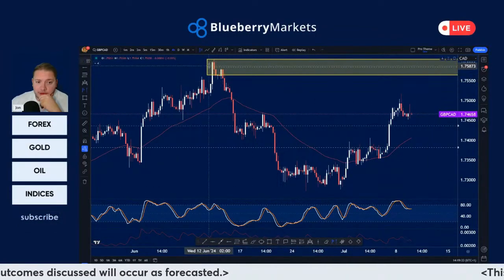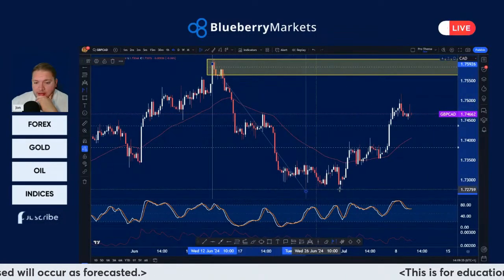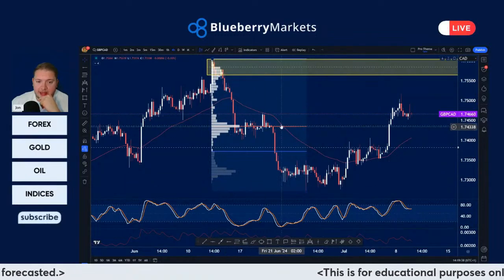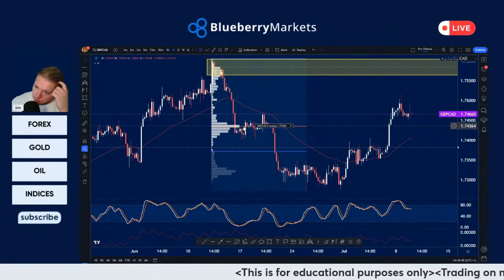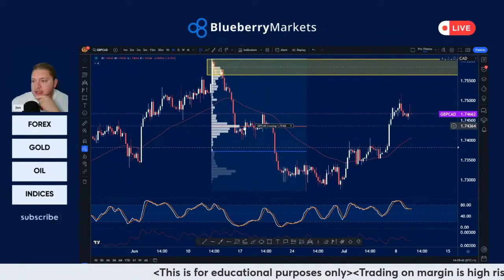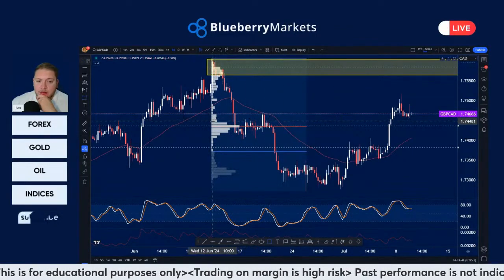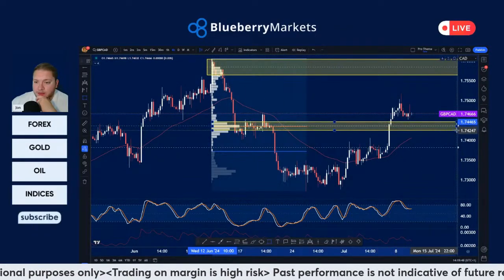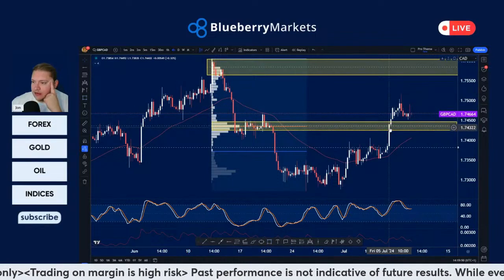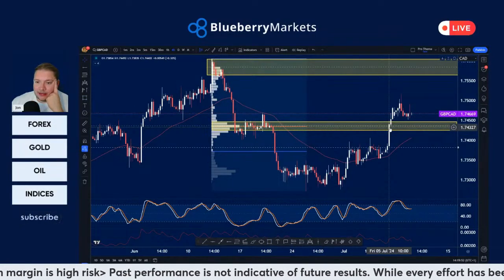So if I grab a volume profile tool, we'll go from the swing high down to the swing low. You can see that we had this volume area in here, which was 174.36. Now, what's quite interesting about this zone is that the market completely ignored it. If we look at how the market reacted to that zone, it completely ignored it.